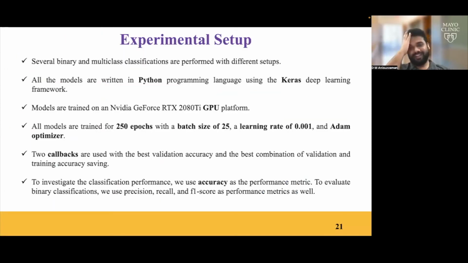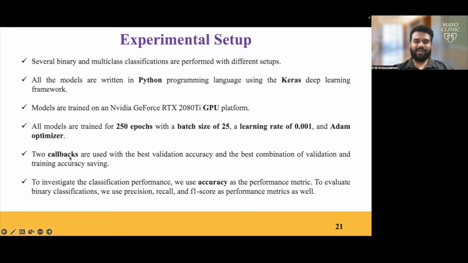So for the experimental setup, we use the Python programming language and Keras deep learning framework. We have a GeForce RTX 2080 Ti GPU platform, which I believe is 12 GB of GPU memory. We run each model for 250 epochs because we have a very small data set considering the deep learning models. And these are the batch size, learning rate, and Adam optimizer is used. I will not go into details of how this deep learning model works.